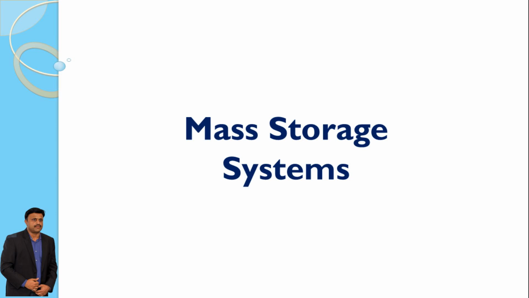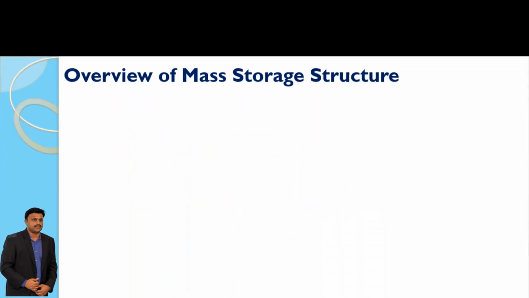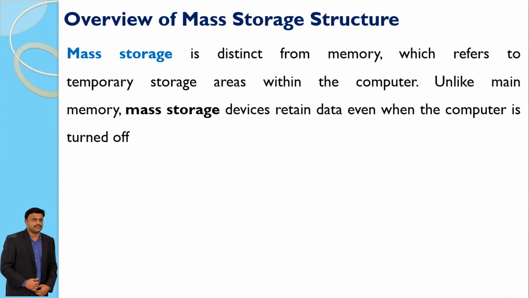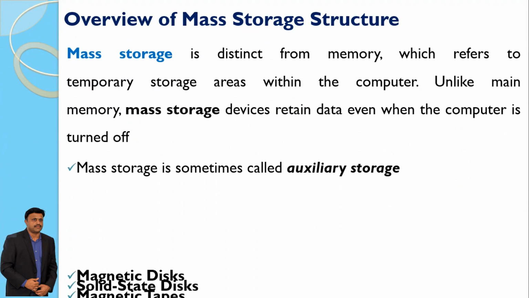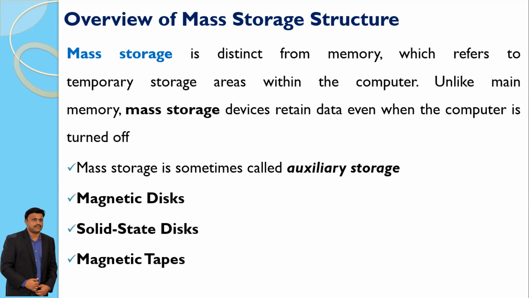Welcome to our presentation on mass storage systems. Today, we will explore various types of storage devices and their functionalities. Mass storage is distinct from memory, as it retains data even when the computer is turned off. It is sometimes called auxiliary storage and includes devices like magnetic disks, solid-state disks, and magnetic tapes.